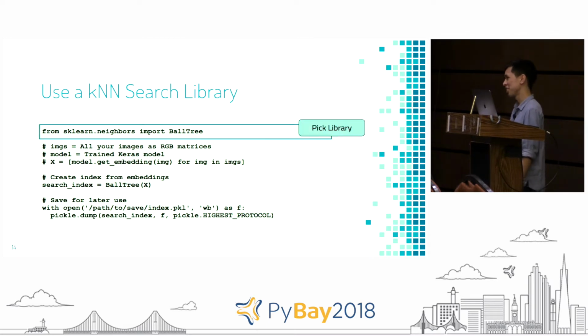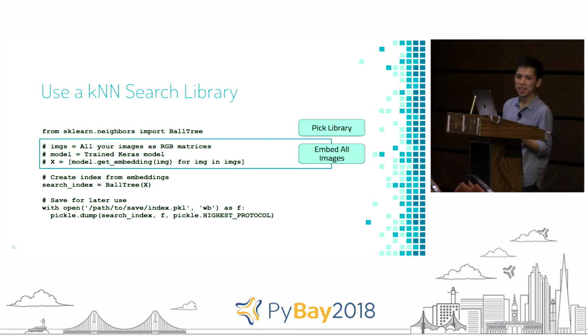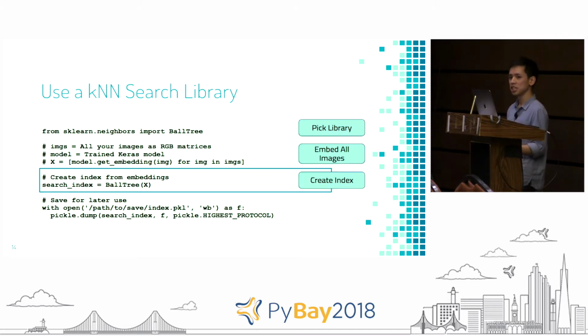I'm just using sklearn's ball tree implementation here because it's really simple to show on slides. And then you're going to, and this is some pseudocode, take all of your images and feed them through the network and get their embeddings. And then you'll have a list of image embeddings. Then you're going to create this ball tree object, this KNN index structure, with that list of embeddings.